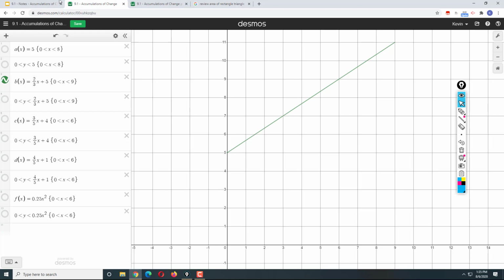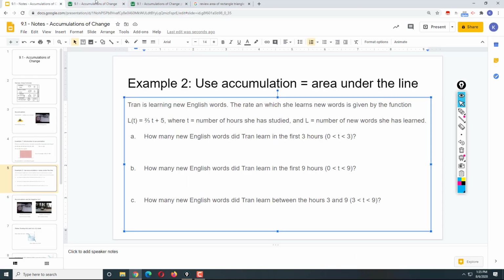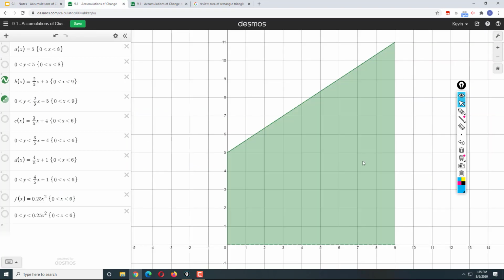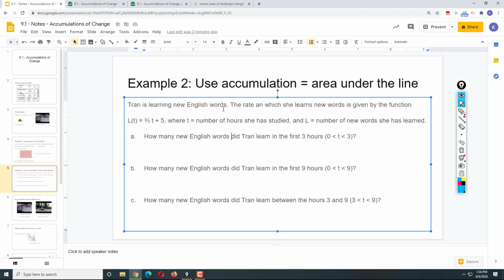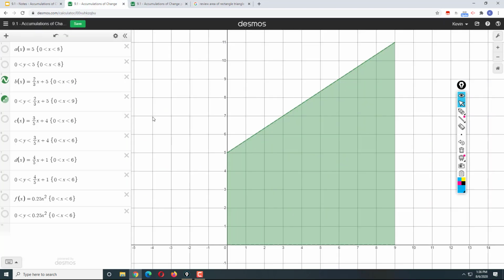Again, how many words she has learned is the accumulation. The accumulation is just the area under the graph. The area under the graph is a trapezoid. We can either use the formula for the area of a trapezoid, or we can just divide up the trapezoid into a triangle and a rectangle and calculate that way. Either way works. Okay, part A. How many new words did Tran learn in the first 3 hours? Well, first 3 hours, instead of going from 0 to 9, let's go from 0 to 3.